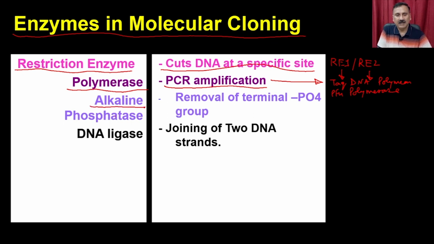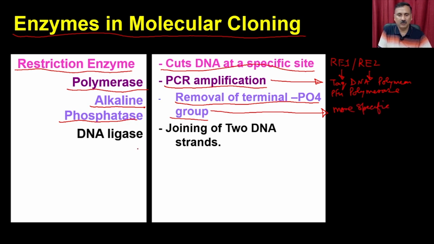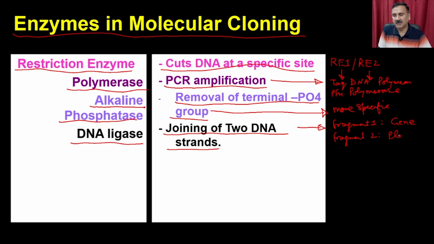Then we can also use alkaline phosphatase. The purpose of alkaline phosphatase is that it removes the terminal phosphate group, and that makes the ligation more specific. And then we are also going to use the DNA ligase. DNA ligase is going to join the two DNA fragments. In this case, fragment 1 is going to be the amplified gene product, and fragment 2 is going to be the cut plasmid, right? So both of these you can use for molecular cloning.